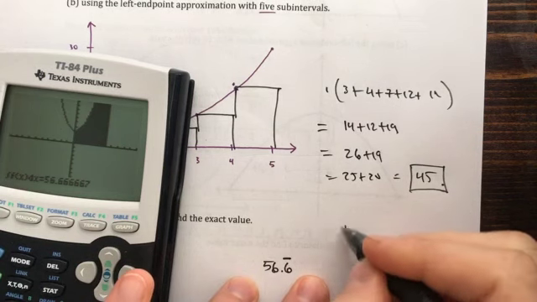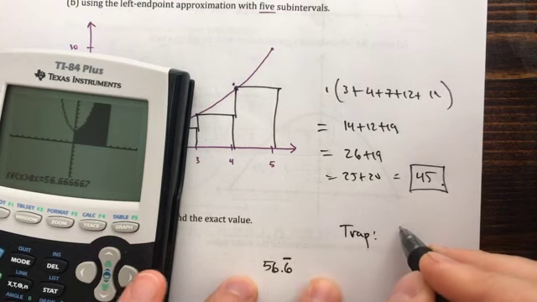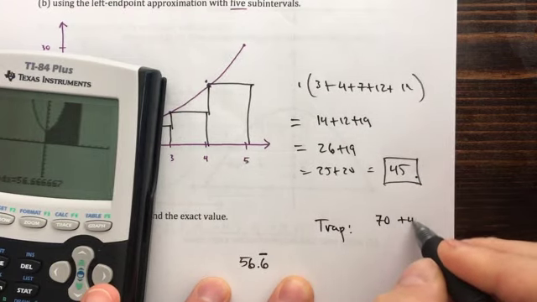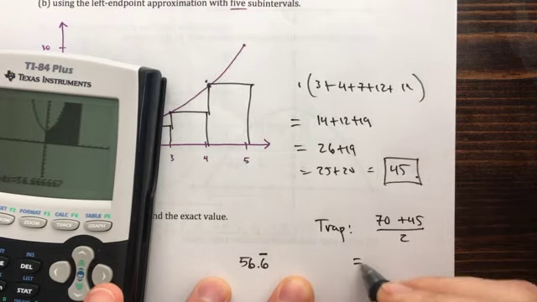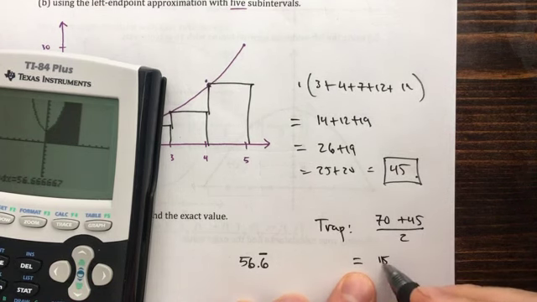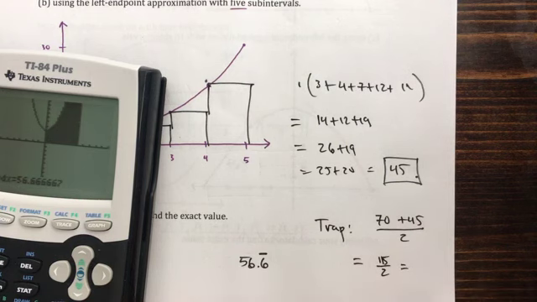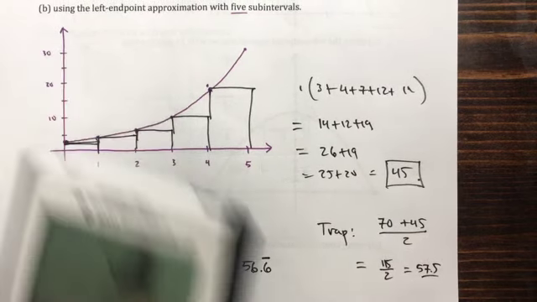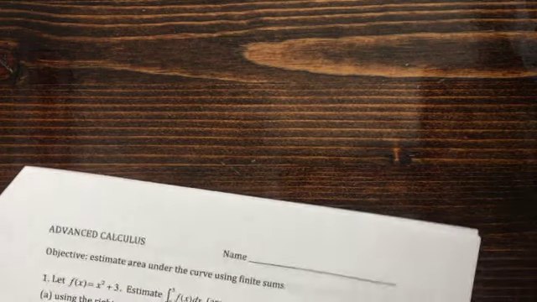The trapezoidal approximation, by the way, would be the average of the right and the left. And that would be, let's see, 70 plus 45 is 115, divided by 2, which is 57.5. So trapezoidal actually gives you a pretty good approximation by averaging the two there.